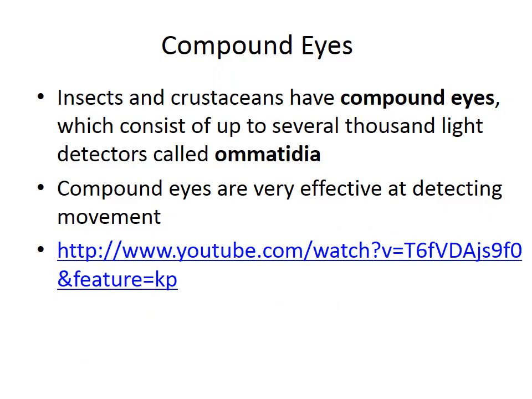Compound eyes are interesting because they're fascinating. Insects and crustaceans have compound eyes, which consist of up to several thousand light detectors called ommatidia. Compound eyes are very effective at detecting movement, so that's why it's so difficult to kill a fly, because it has an eye pointing in every direction and it can see the newspaper coming on it.